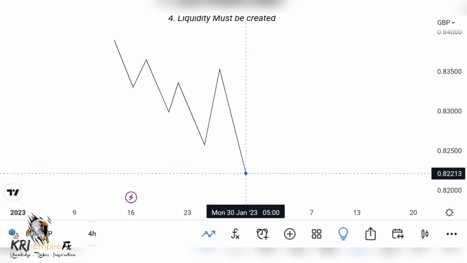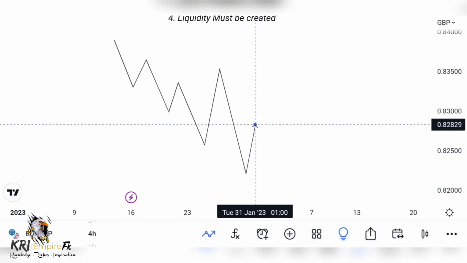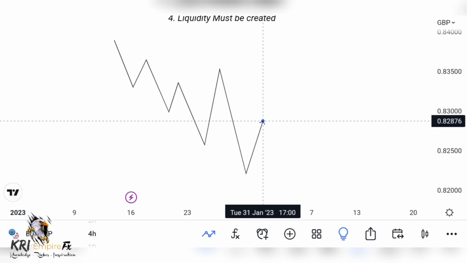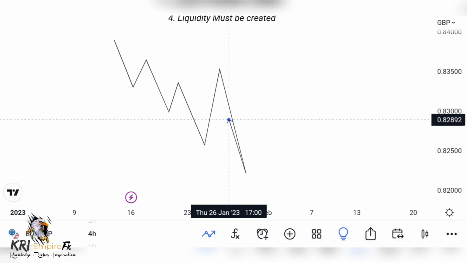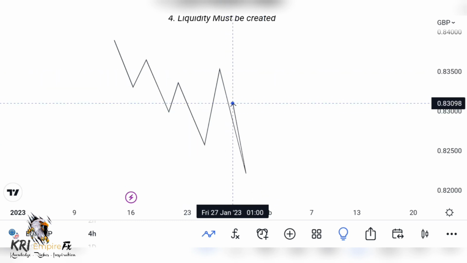Then after that the market will make a first move, which I normally consider a trap move, in an attempt to create liquidity, and it will leave an imbalance right over here and an order block over there.